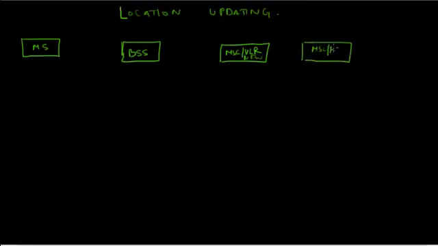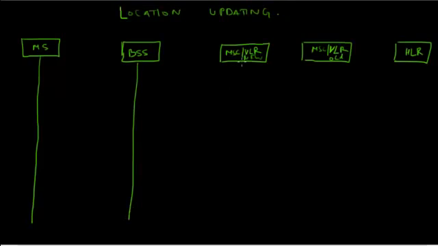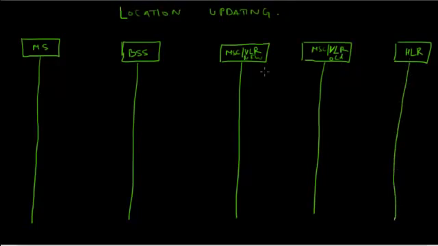So the MSC VLR old, and this is the HLR of the subscriber, the home location register of the subscriber, where the subscriber is subscribed, where its information is stored for the first time when it's switched on its mobile. So let's see the message flow, including the channels which is used for this discussion.